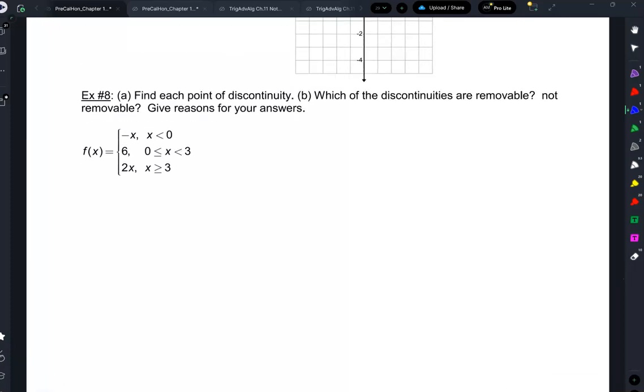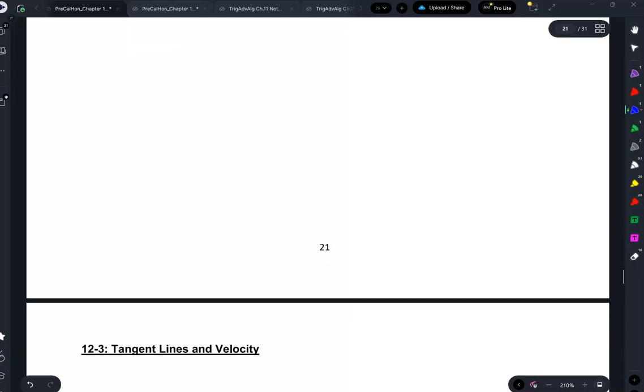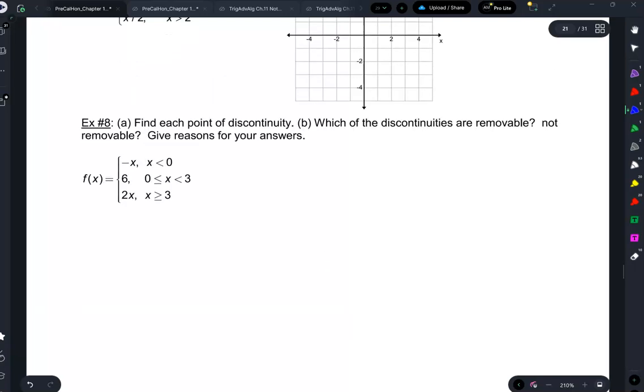This one. Find each point of discontinuity. Which of the discontinuities are removable? Which are not removable? For this one, we're just going to plug in points. So at x equals 0.